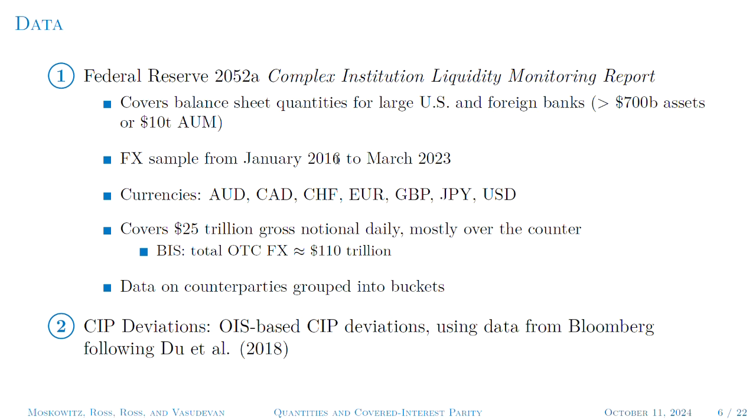at about 110 trillion. And lastly, I'll mention that our data on counterparties is not counterparty specific, but rather groups of counterparties. So you can think of it as like Canadian insurers or Japanese sovereign wealth funds, something like that. The CIP deviations that we're going to use are the OIS-based CIP deviations using Bloomberg data.